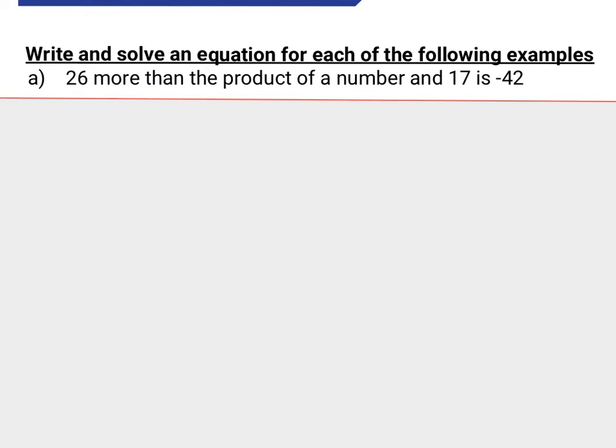26 more than the product of a number and 17 is negative 42. Oh, so it's 26 plus x times 17. 26 more than the product, so I am adding 26 to some product. Product means multiplication. So it's something multiplied by something, and I'm adding 26 to it. I got confused with the x's. And then it says the product of a number and 17. So 17 times x is the product of a number and 17. I'm adding 26 to it, and that is negative 42.